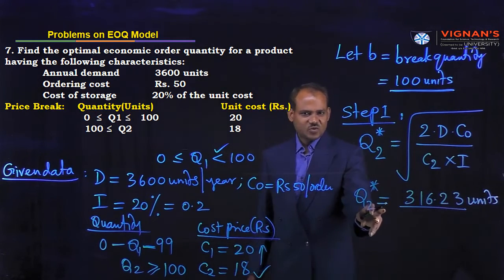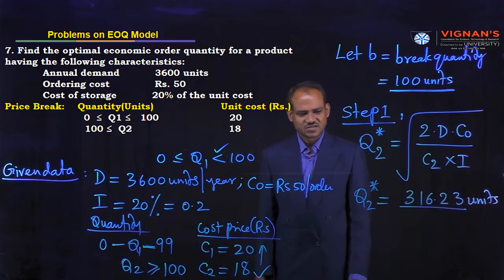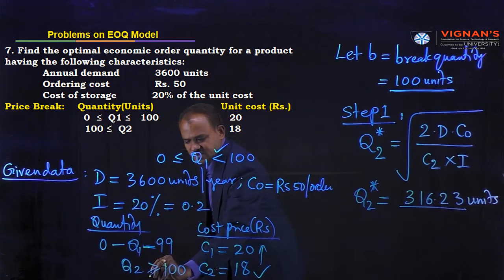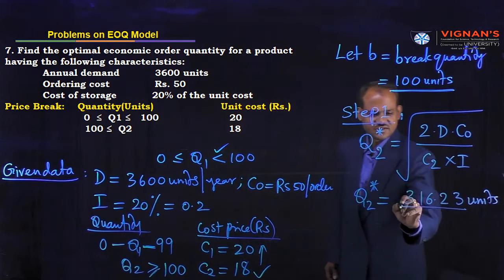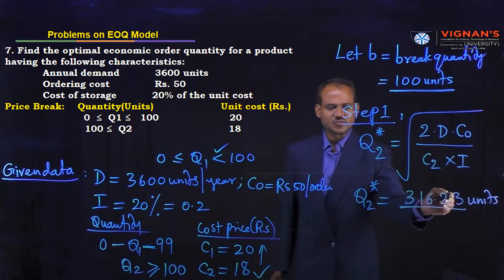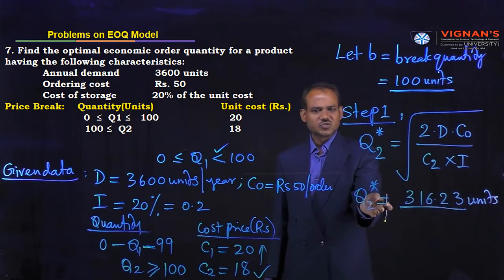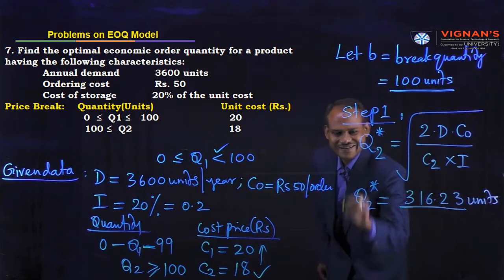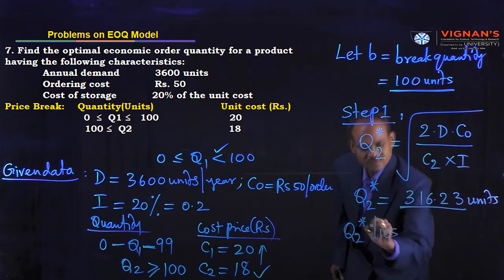Now observe. This obtained value, that means Q2 star, lies within the range or not. Check. Observe here, look at this point. For Q2 star, the range is more than or equal to 100. But here, how much value did we get? 316.23, more than 100. Our obtained Q2 star value is more than 100. Therefore, write one sentence: Q2 star lies within the given range.